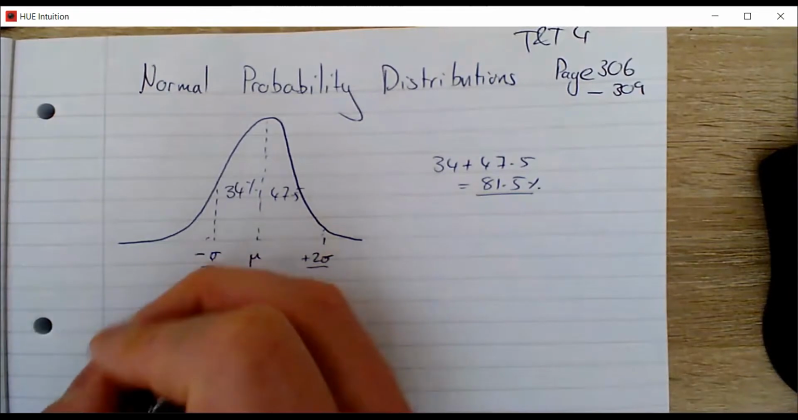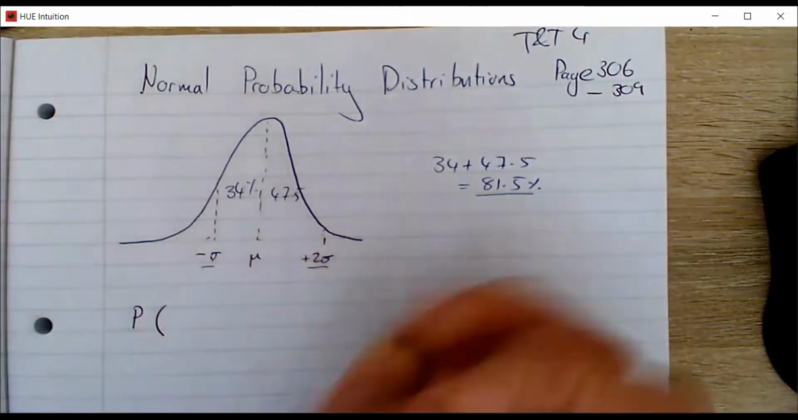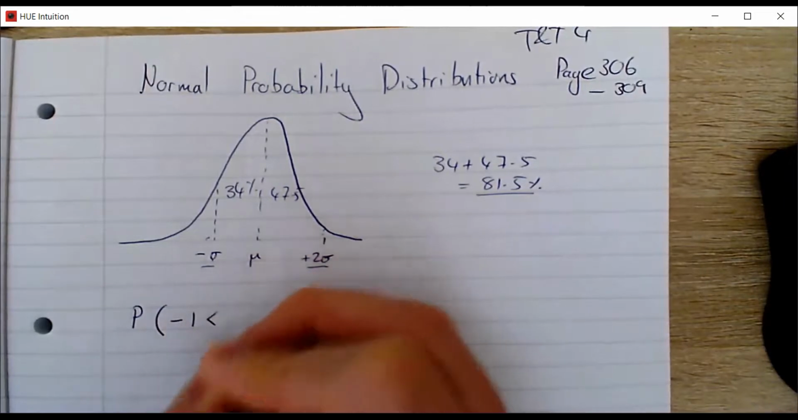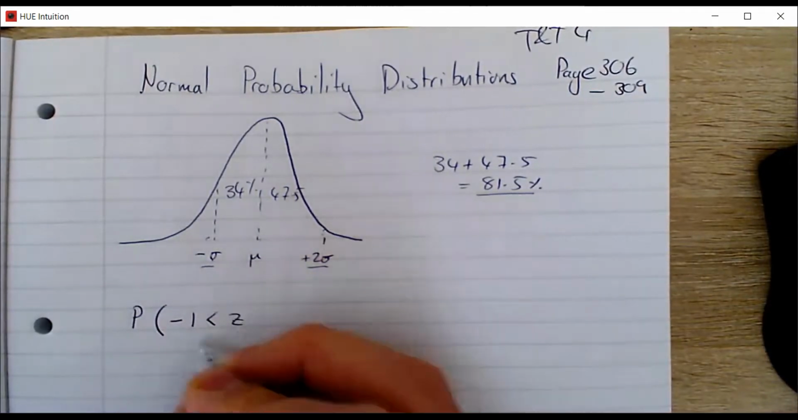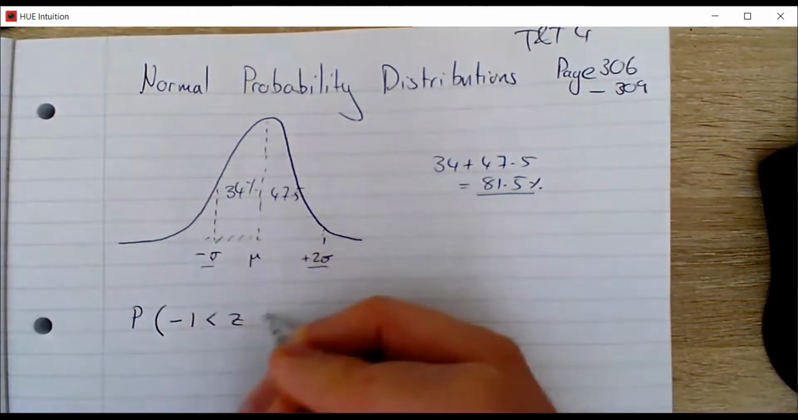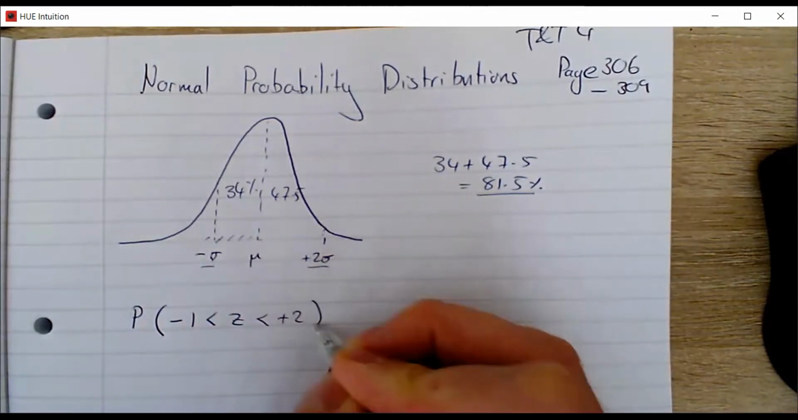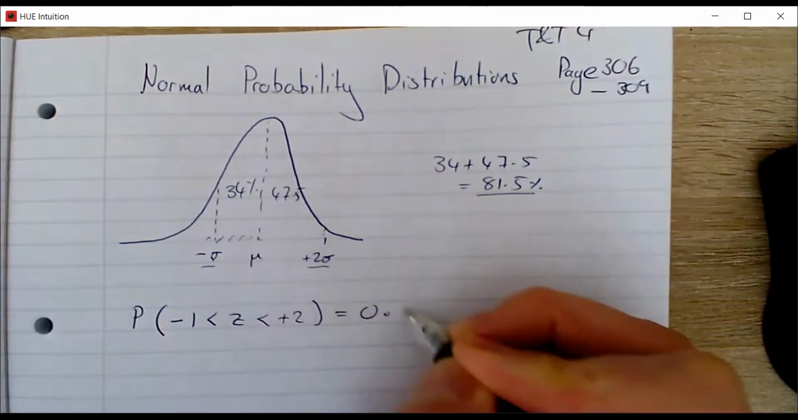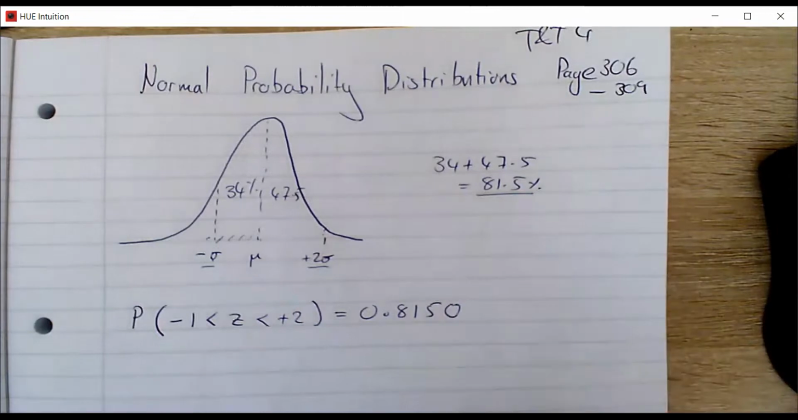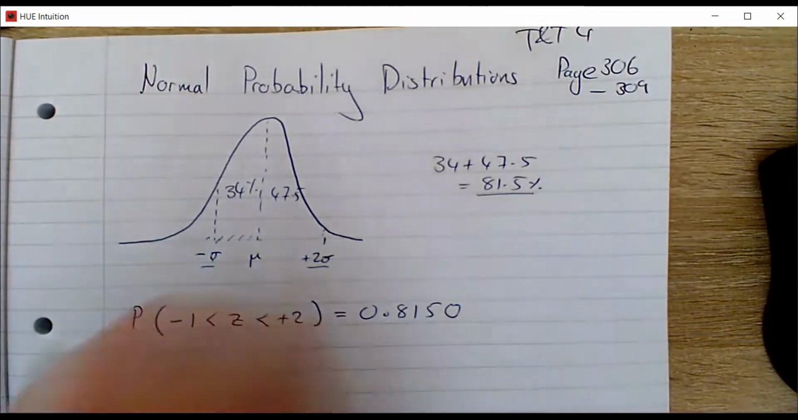The way we're going to write that now is to say the proportion, rather than the percentage, of values that have a z-score which is greater than -1, so z is greater than -1, that's all of these, but less than +2, is equal to 0.815. Okay, and we normally work to 4 decimal places here, so I'm going to stick a 0 in there. And that's how we'll phrase this now.